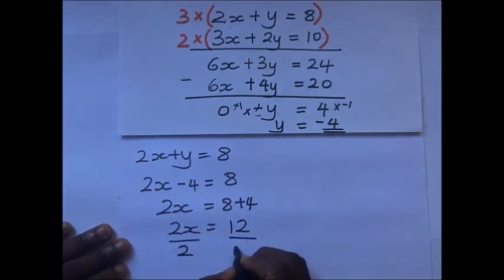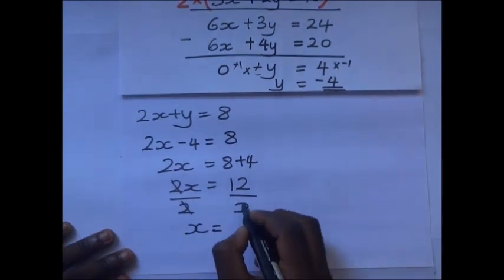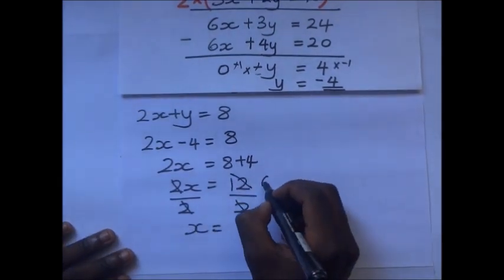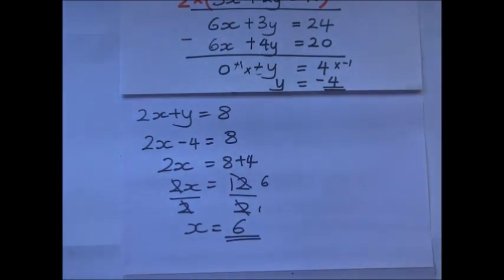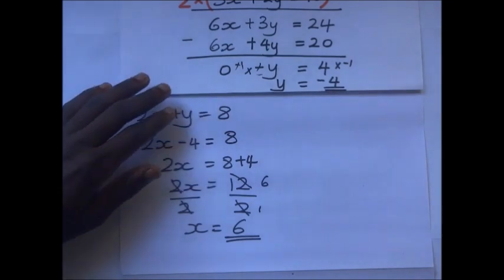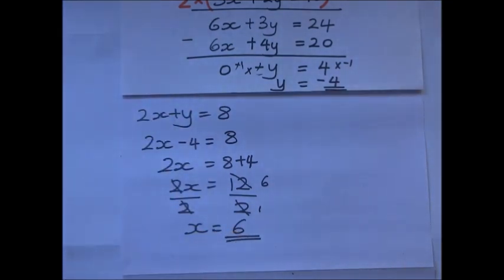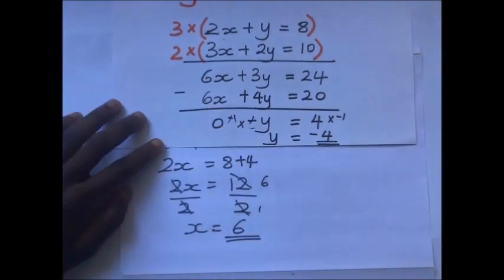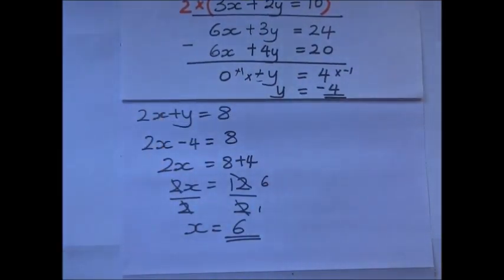When you divide both sides by 2, we shall get our value of x as 6. So that is how we solve. We are able to get our value of x as 6 and our value of y as negative 4. So that's how we solve simultaneous equations using the elimination method.